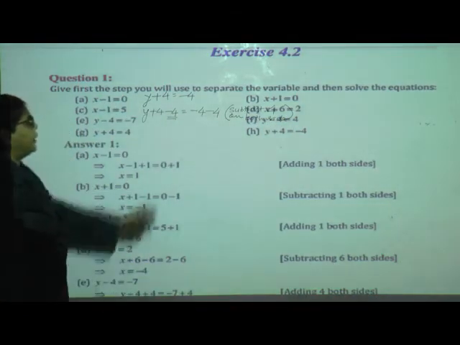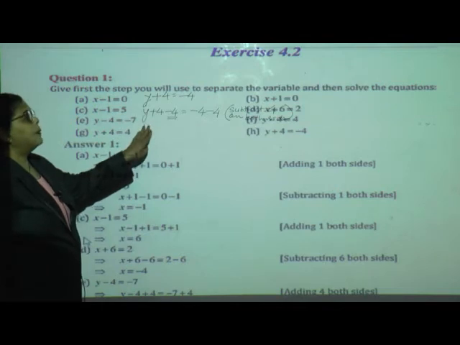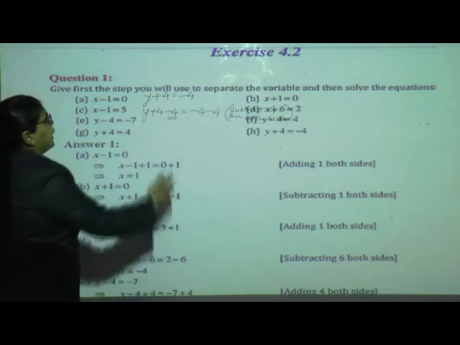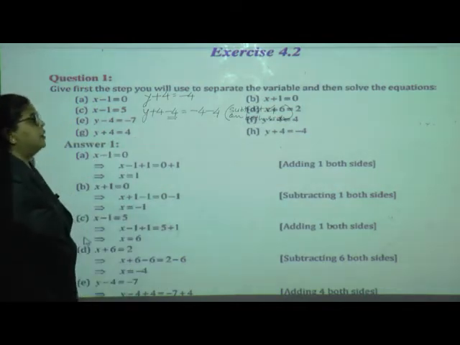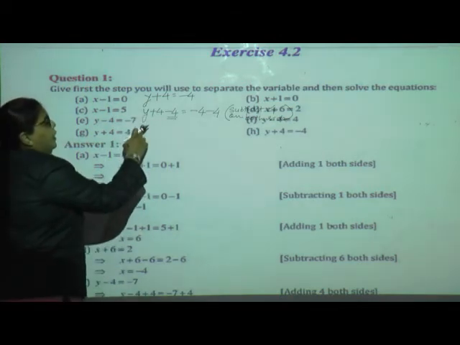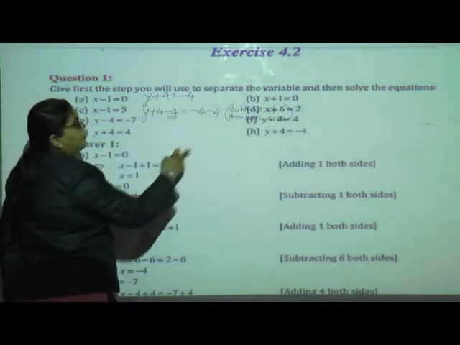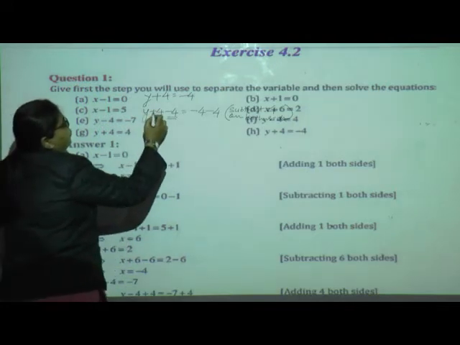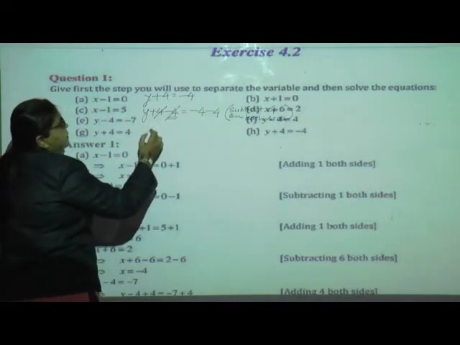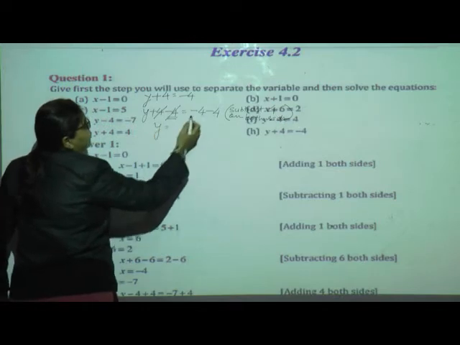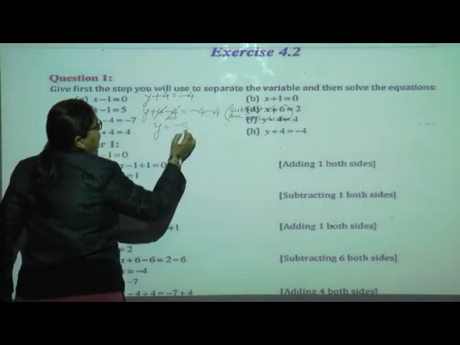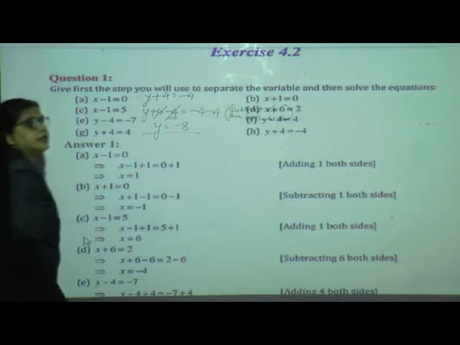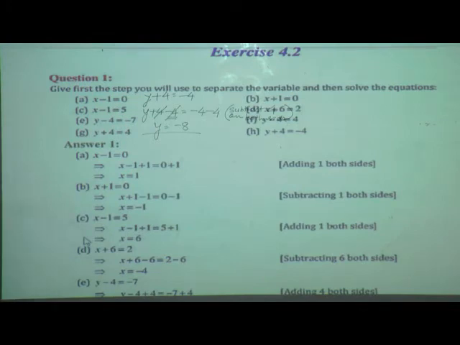Just why we have taken this? Because we want our variable separate. So we are adding or subtracting to get a variable separate, and we will find the value of the variable. So here we are getting plus 4 minus 4, both get cancelled. So y is equal to minus 8.